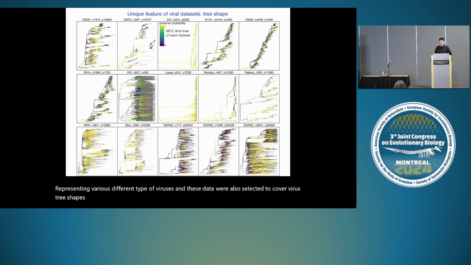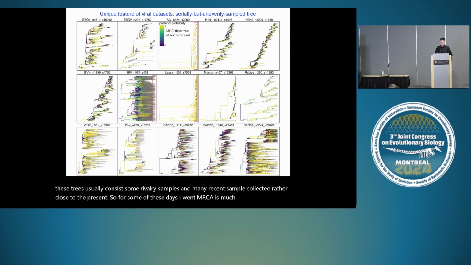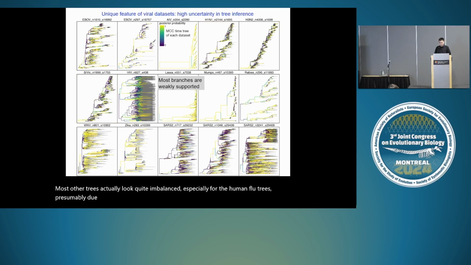Here I'm showing the MCC tree of each data set in each panel. As we can see, these trees usually consist of some rare early samples, and many recent samples collected rather close to the present. For some of these data sets, when the MRCA is much older than the tips, this looks somewhat similar to a conventional species-level ultrametric tree. But most other trees actually look quite imbalanced, especially the human flu trees, presumably due to high lineage turnover.